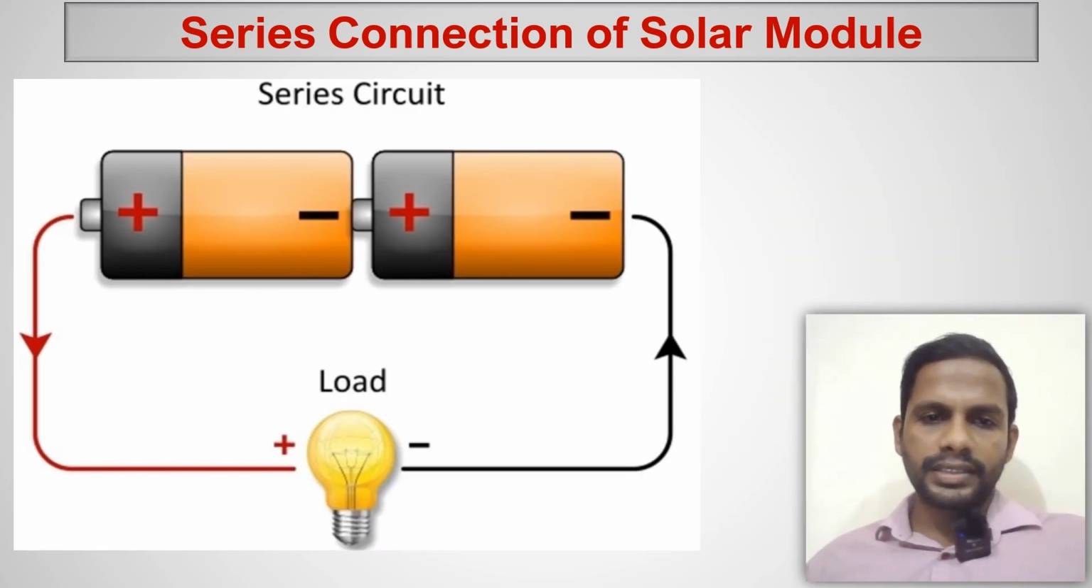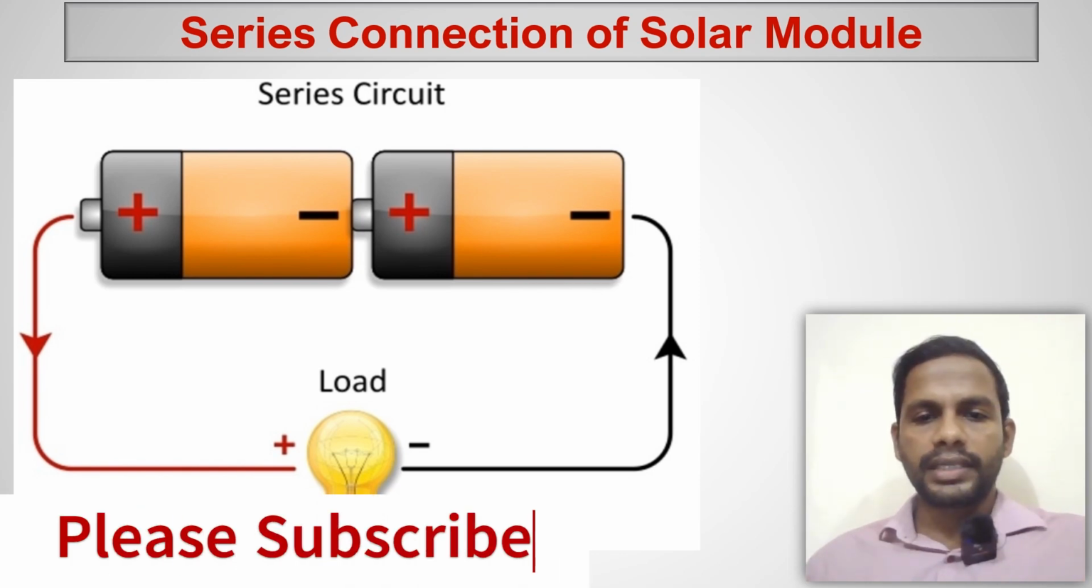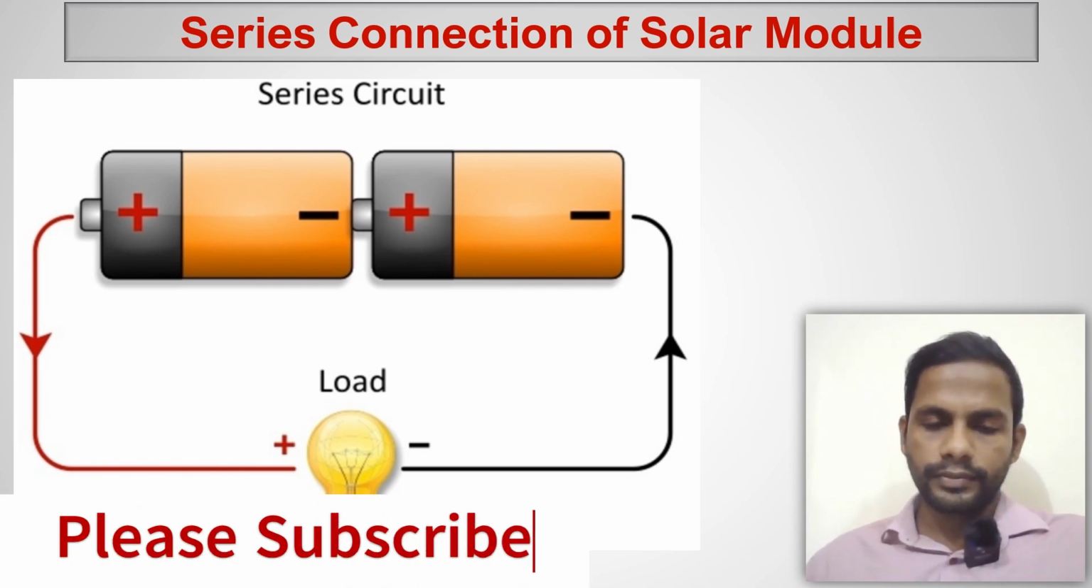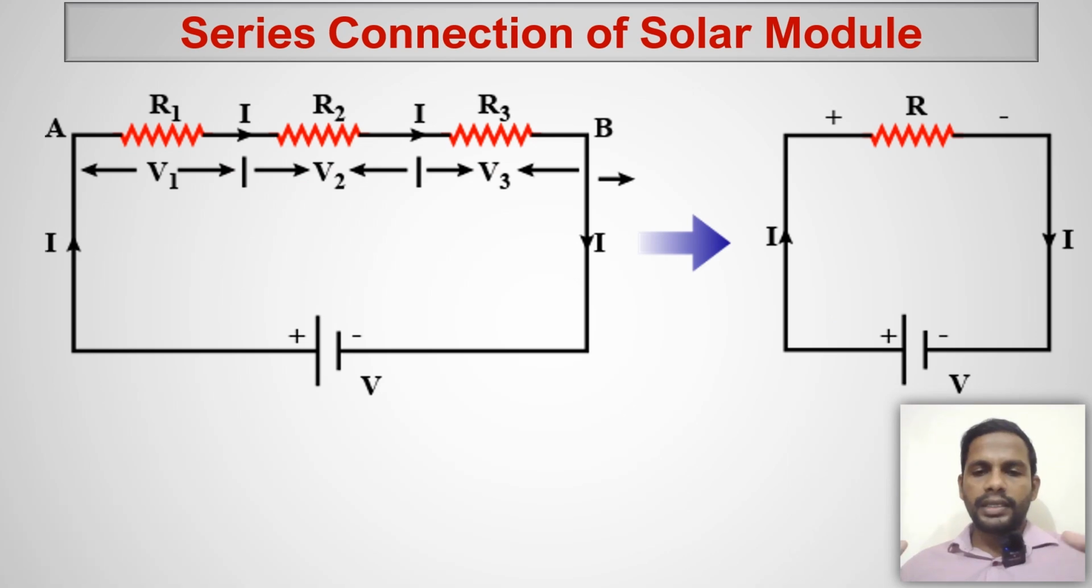This is the best representation of series connection. If you have 2 panels, you can easily relate to this series connection. This is one solar module, and this is another solar module. You're just connecting them, as I said, like batteries. You're connecting 2 batteries; similarly, we are connecting 2 solar modules. In electrical theory, we study series circuits like this.